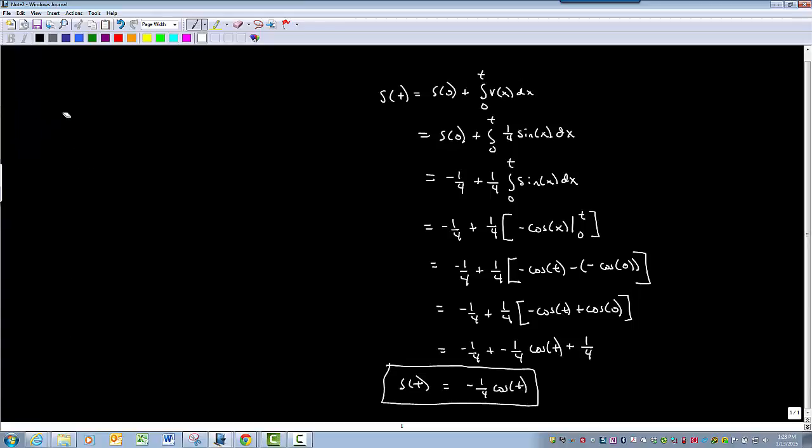So the question that's asked is, when is s of t equal to 0? So that's negative 1/4 cosine t. When is that 0? And here's where solving your trigonometric equations is important. So multiply both sides by negative 4, and we get, when is cosine t equal to 0? And we know that cosine has a 0 value at pi over 2.